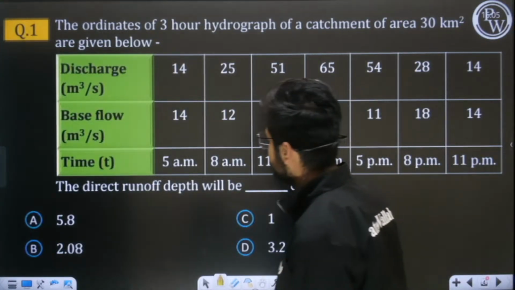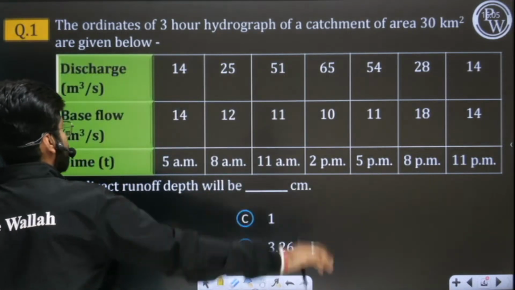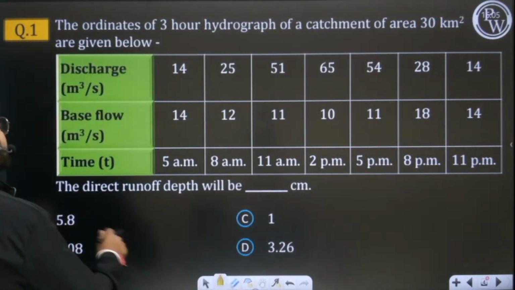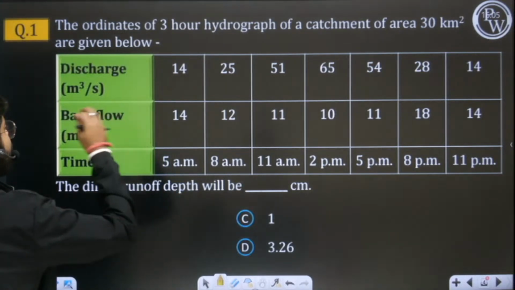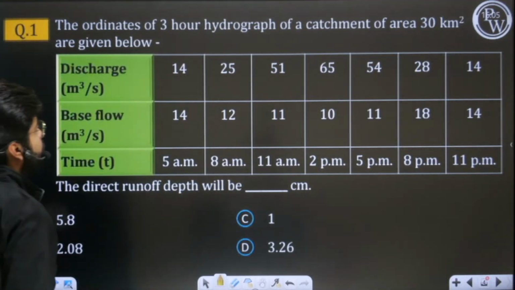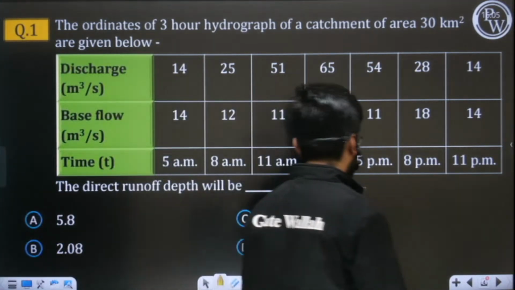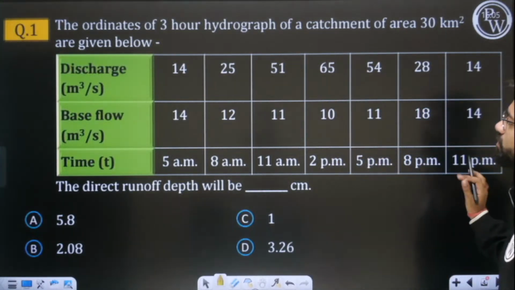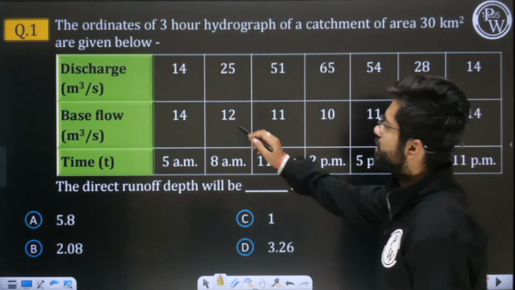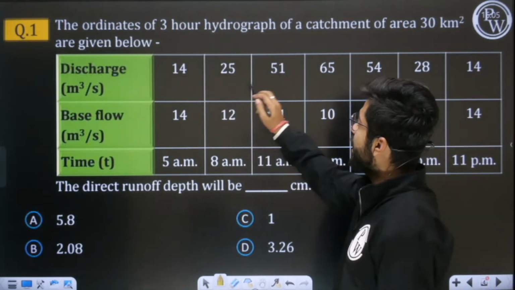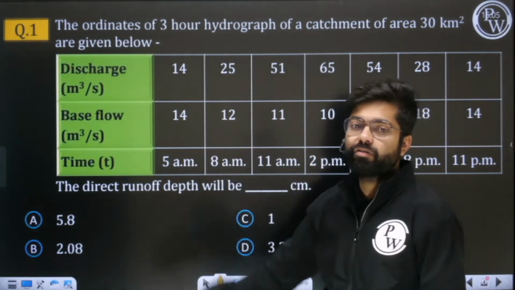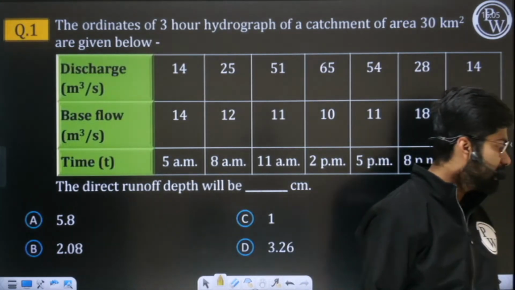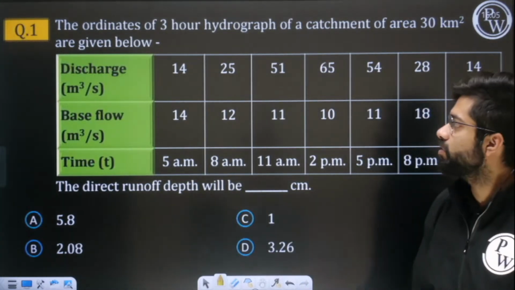So this is your very first question of hydrology. In this question you can see the ordinates of the 3-hour hydrograph of a catchment area of 30 square kilometers are given below. These are the values which are given to us. This is your flood runoff hydrograph which is given to us.